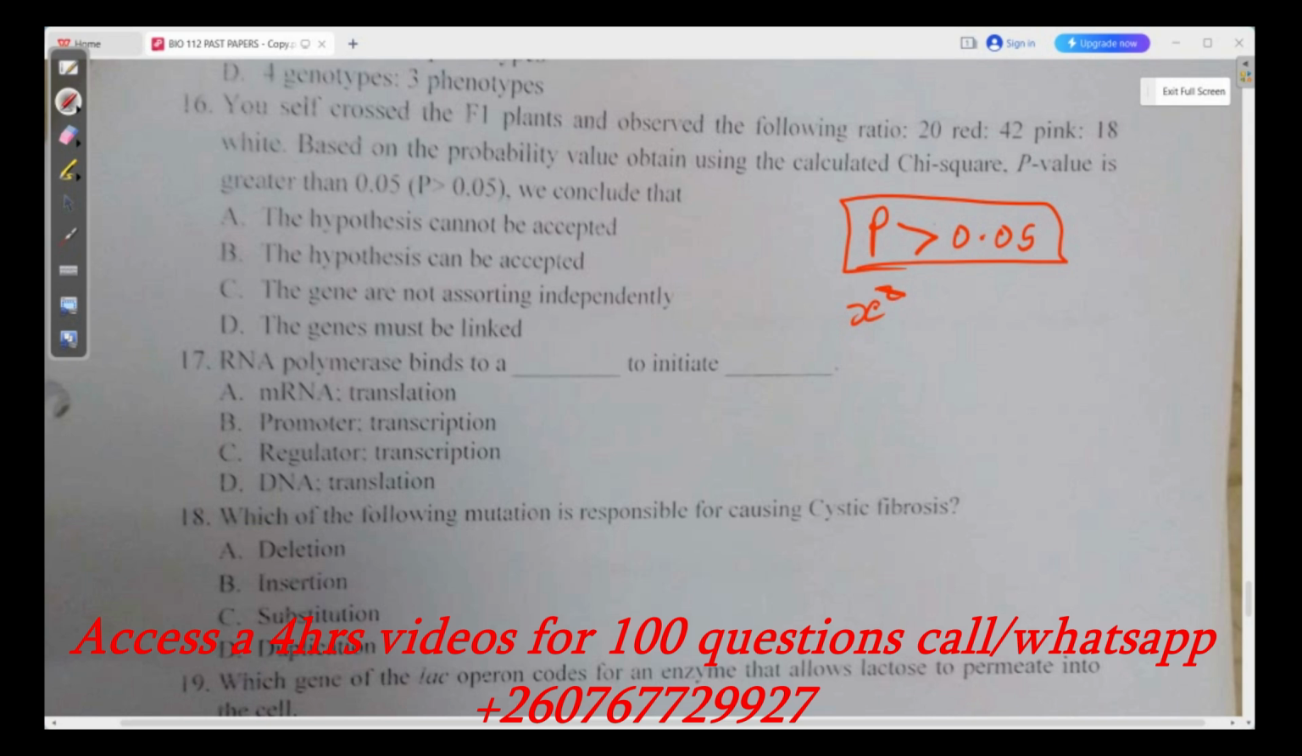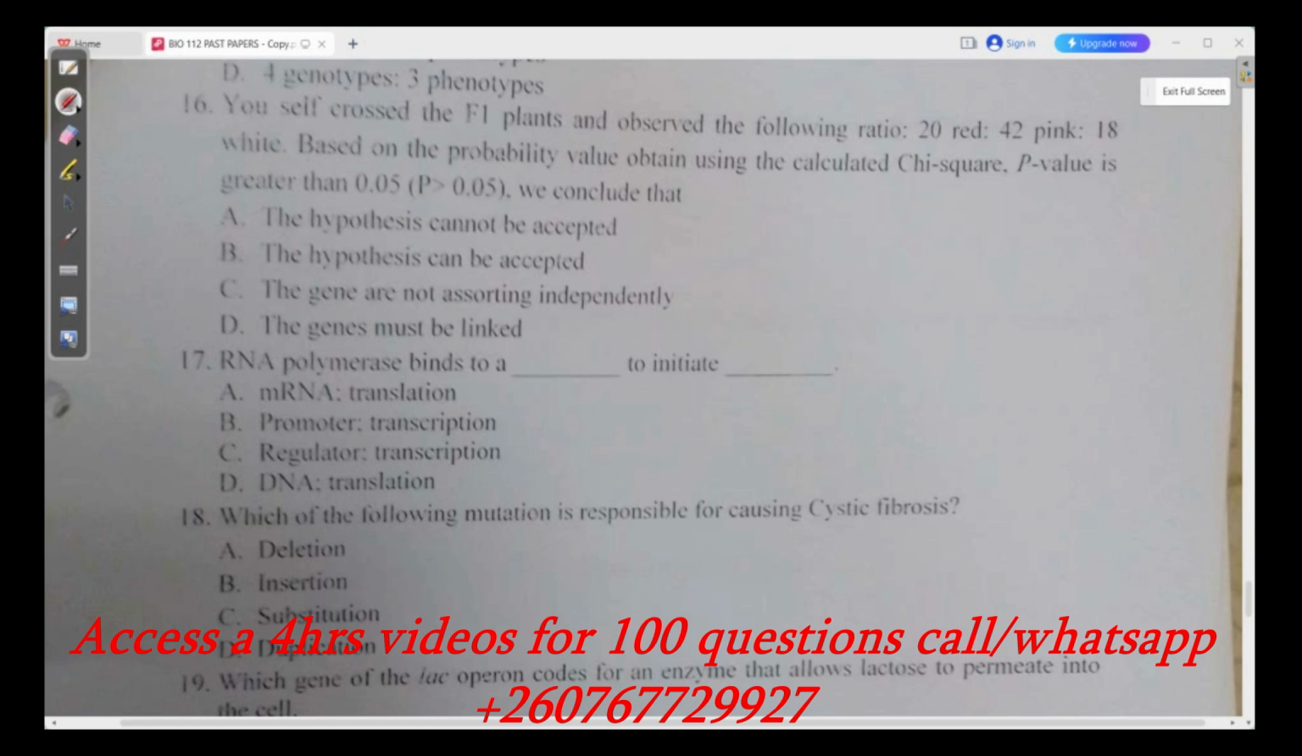But if things change, if the p-value is less than that, it means that there is a significant difference between the observed and expected values. So the hypothesis is going to be rejected. You are going to reject the results. So in this case, the question is saying the p-value is greater than 0.05. That is, it's greater than the chi-square. If it's greater than the chi-square, the results will be accepted. There is no significant difference between the observed and the expected values.